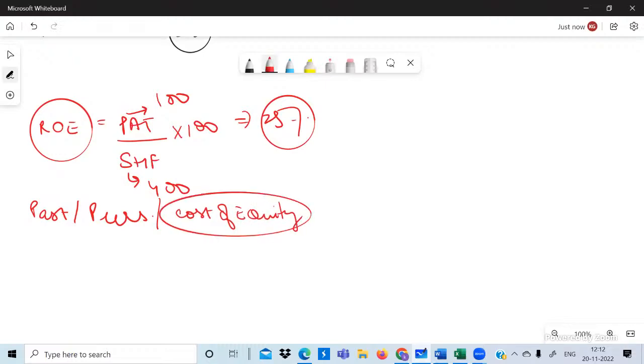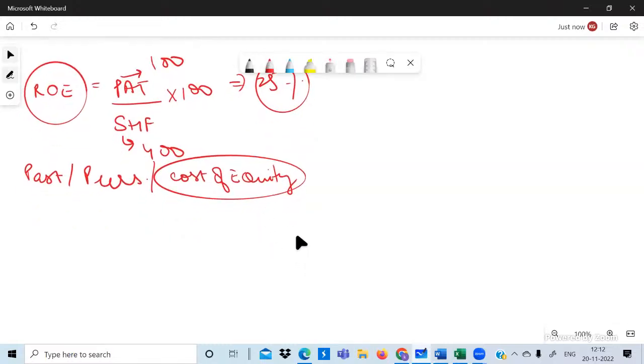Any idea what is cost of equity? Yeah, anyone? What is cost of equity? Anyone from the batch?